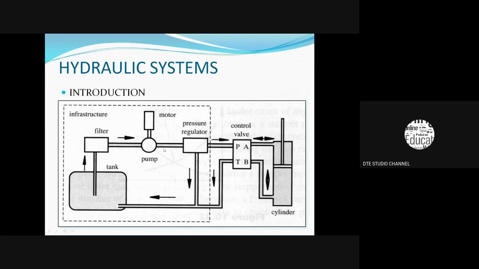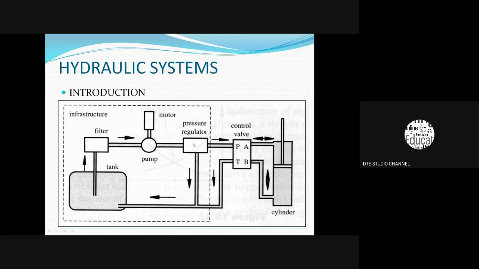After increasing the pressure by the pump, fluid goes to a pressure regulator. Its main function is to regulate the pressure of fluid, which is to be supplied to the actuator, to run the actuator. Because whenever pressure of a fluid is too high, it may damage the various components of hydraulic system. That's why pressure regulator regulates or controls the pressure of fluid.